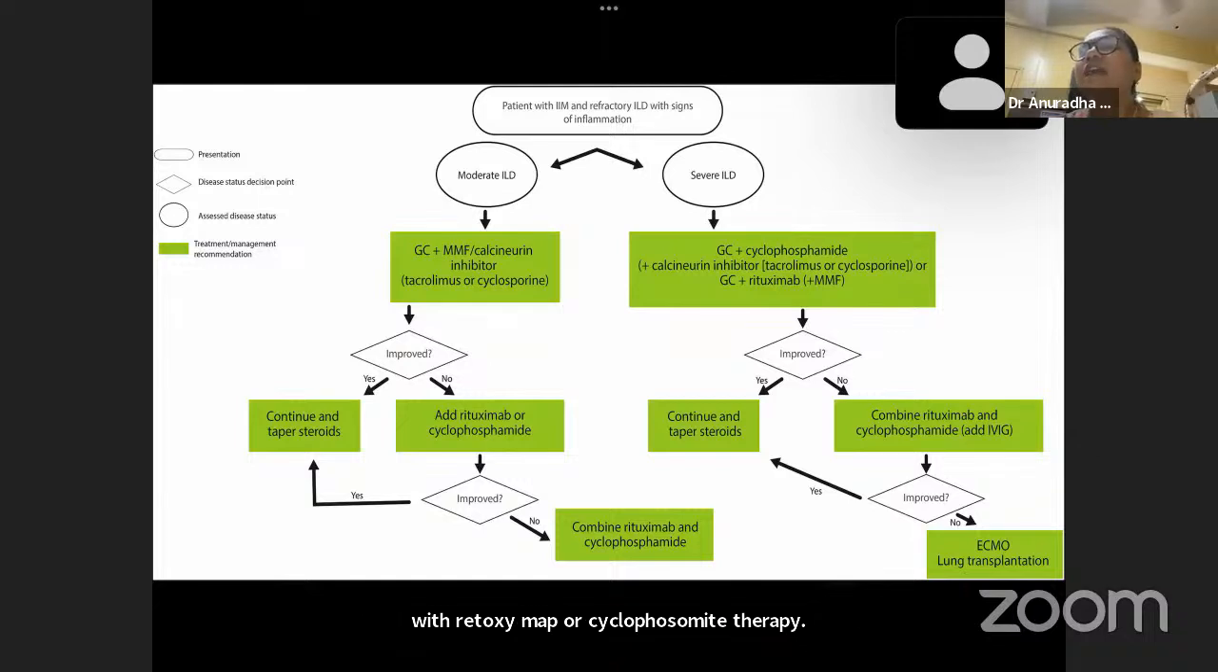In case of severe ILD, glucocorticoid with cyclophosphamide and calcineurin inhibitor, or glucocorticoid with rituximab and MMF. If the patient improves, we can keep the patient on the maintenance therapy and taper steroids. If no improvement, again, we can combine the treatment with rituximab, cyclophosphamide. However, this will carry more risk of infection. And if the patient does not improve with all this, we have to plan the patient for lung transplantation.